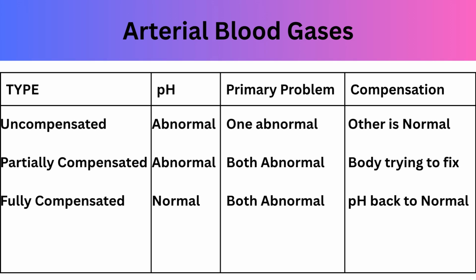Example: pH 7.31, carbon dioxide 50 mm of Hg, HCO3 25 milliequivalent per liter. pH shows acidosis. Carbon dioxide shows respiratory acidosis. Bicarbonate is normal, so it is uncompensated. Uncompensated respiratory acidosis. Don't forget the mnemonic: respiratory opposite, metabolic equal.